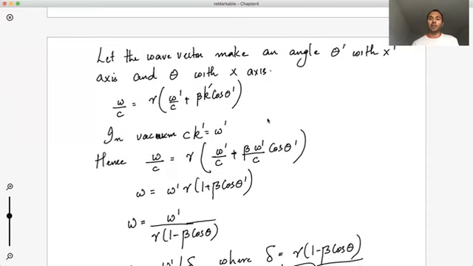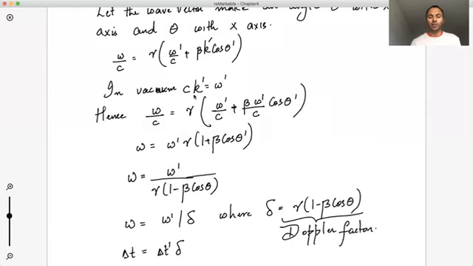Now, if you're in vacuum, then you have c times k prime equal to omega prime. That's the dispersion relationship in vacuum. What I'm doing here is I'm trying to get rid of k prime, so I have an equation only in terms of the omegas, right? So you use the dispersion relationship in vacuum and you get rid of this. And then you get the equation for the Doppler shift. Okay, so you get omega is omega prime times gamma times 1 plus beta times cos theta prime.